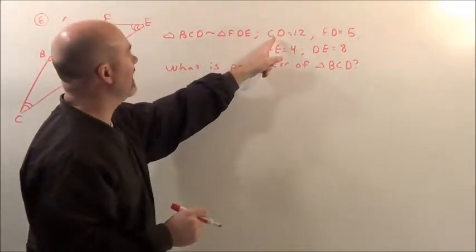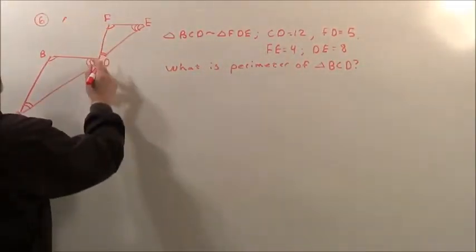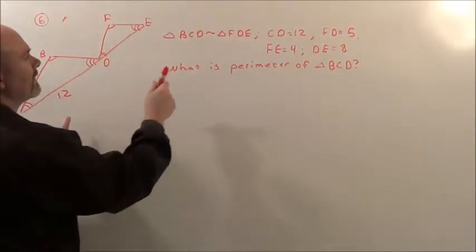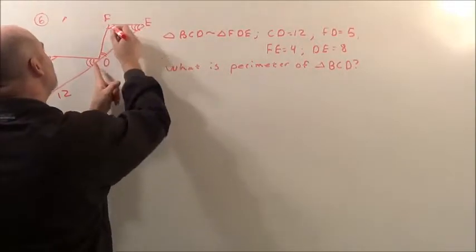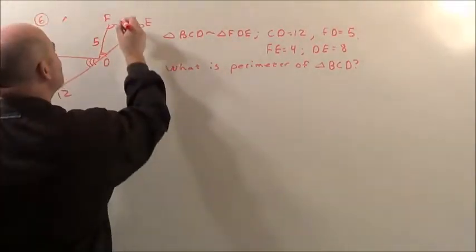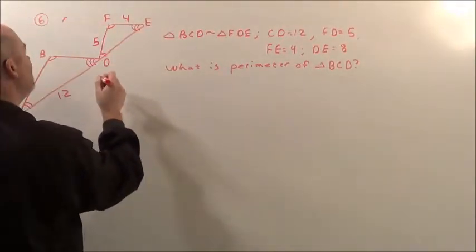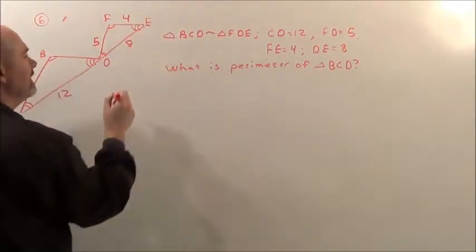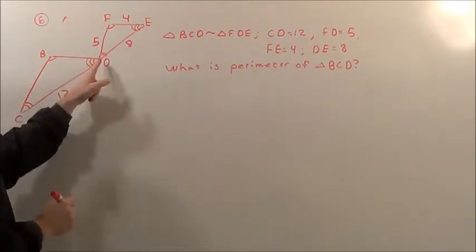Now let's fill in some measurements. It says CD, C to D, that length is 12. F to D, this length here, is 5. FE is 4. DE is 8. And then it says, what's the perimeter of BCD?